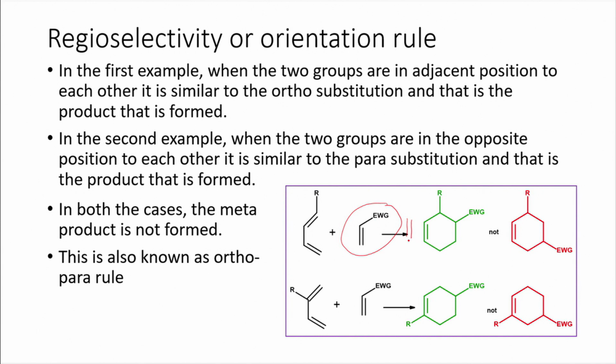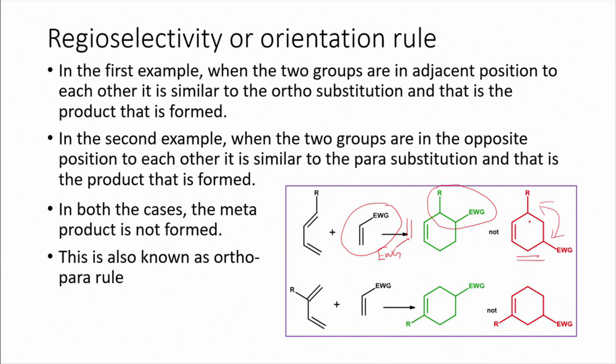The diene can have the electron withdrawing group at the bottom. So, this way also it can add to this one, that means the R and this electron withdrawing group will be present in the meta position, similar to the aromatic system. So, we have two types of products possible, one in which the two substituents are ortho to each other, and another in which the two substituents are meta to each other.